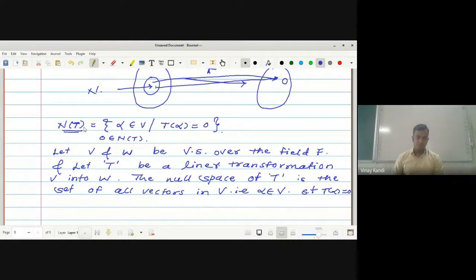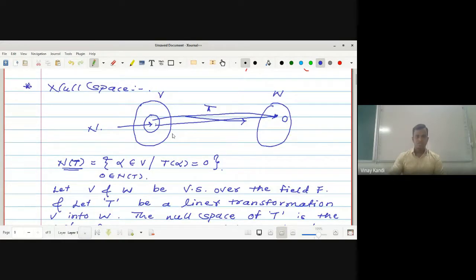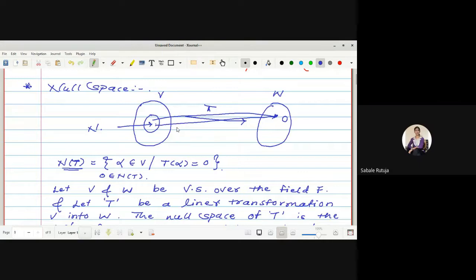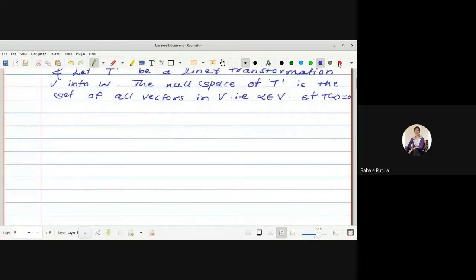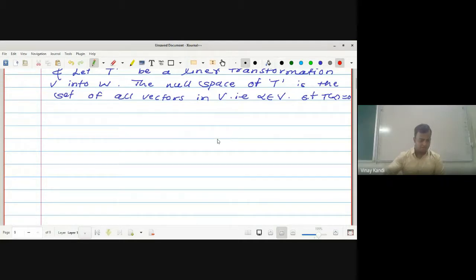So what is the null space? Collection of those vectors in capital V, that is the domain, such that T of alpha is equal to 0. Okay, that is, T maps them to 0 in the codomain. Any doubt in this definition? No, sir.